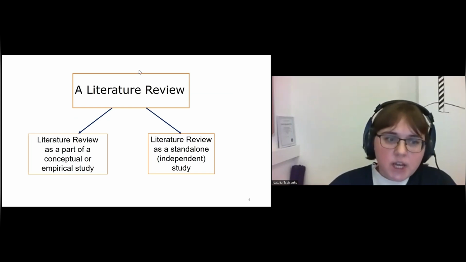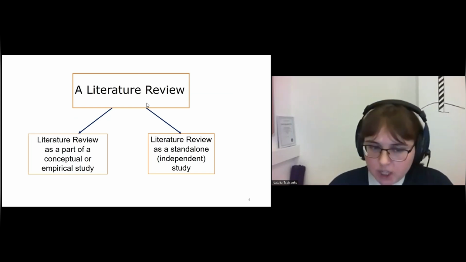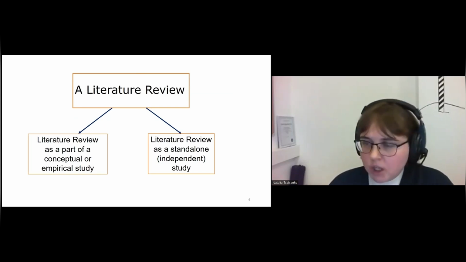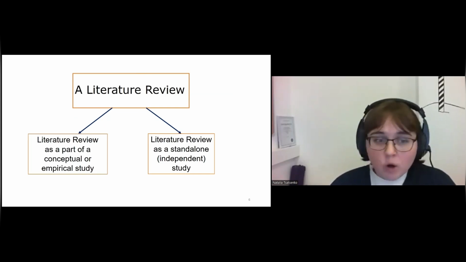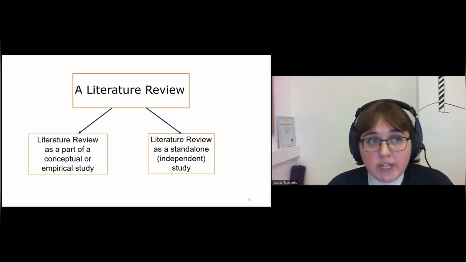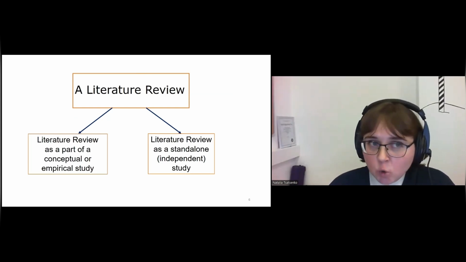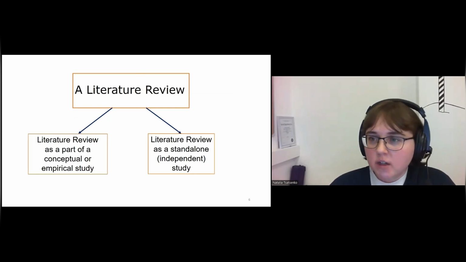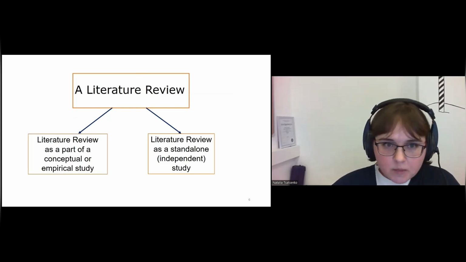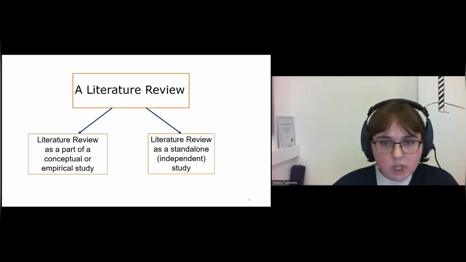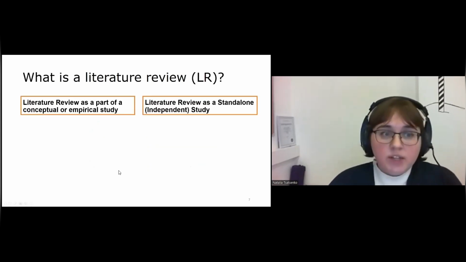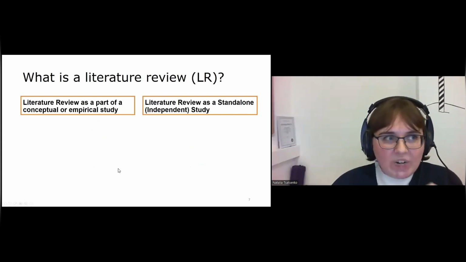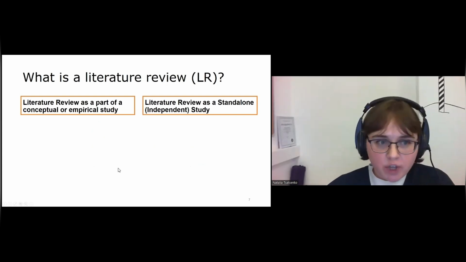So, first part: if we think about literature review, we can have two ideas. The first idea is that it is a part of a study, which could be the empirical part of an empirical study, or a conceptual paper. And the second is that the literature review is a standalone independent study, and this type is usually called a review article. But what I want to draw your attention to is that there are key elements of each of them.